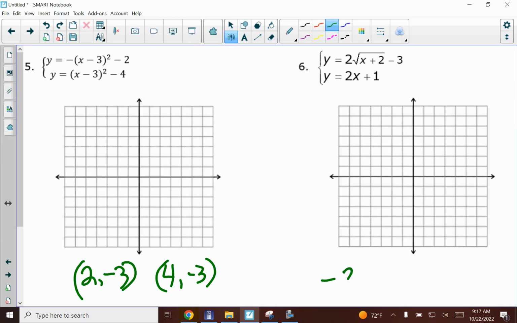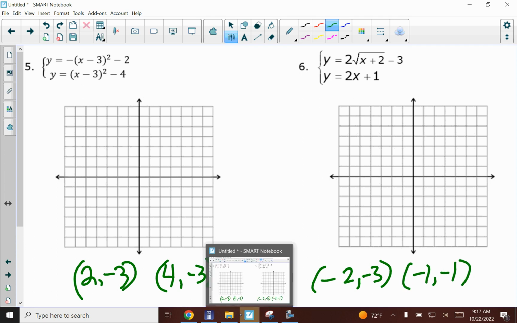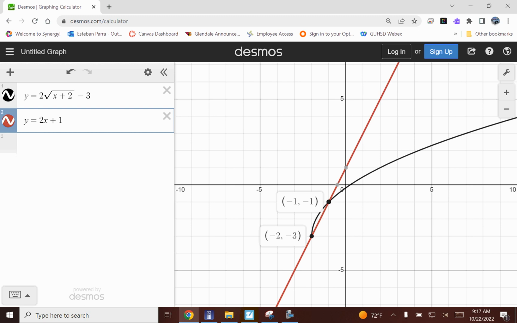Negative 2, negative 3, and then we have another one at negative 1, negative 1. So although Desmos puts these extra dots on the axis, those are not what we care about. We care about where the two graphs actually cross each other, not where it crosses the axis. There will be times where the two graphs cross each other on the axis, but that doesn't happen in this example, so pay attention to that.